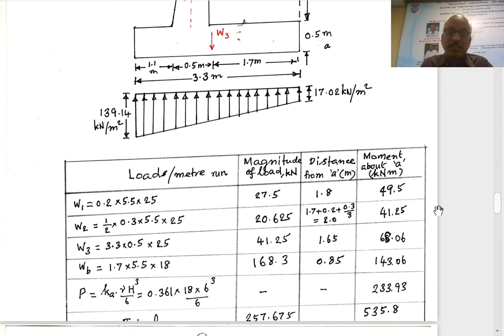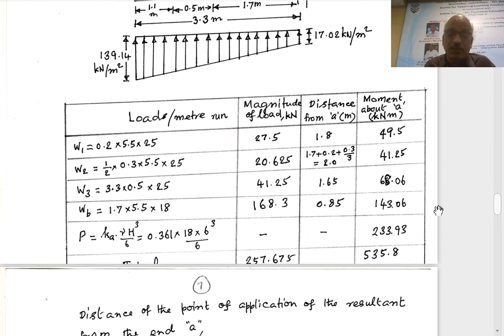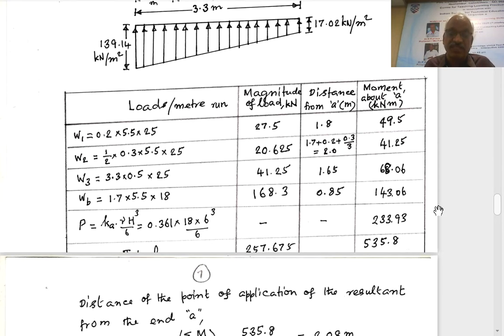Yes. So this will not cause any vertical force. It's a horizontal pressure. Therefore, for magnitude of load and distance, you need not worry about it. So directly you can enter in the moment column. Therefore, that gives the total vertical load equal to 257.675. Total moment equal to 535.8. It's a very important calculation. In all retaining walls, you have to do this calculation. So later we will try to reduce the time of discussion.